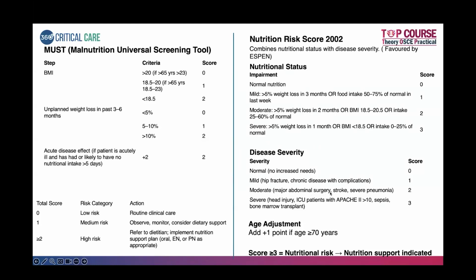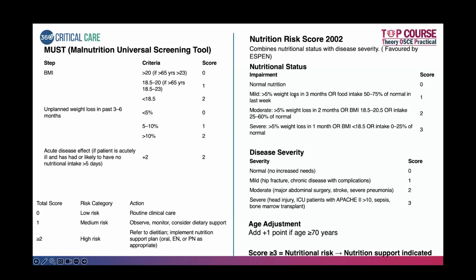Moderate is major abdominal surgery, stroke, or severe pneumonia. Severe is head injury, ICU patients with an APACHE II score more than 10, sepsis, or bone marrow transplant. Then you have an age adjustment. So you need to add 1 point if the age is 70 years or more. And based on these three, you need to calculate the score. So if the score is 3 or more, then there is a nutritional risk and nutritional support is indicated.